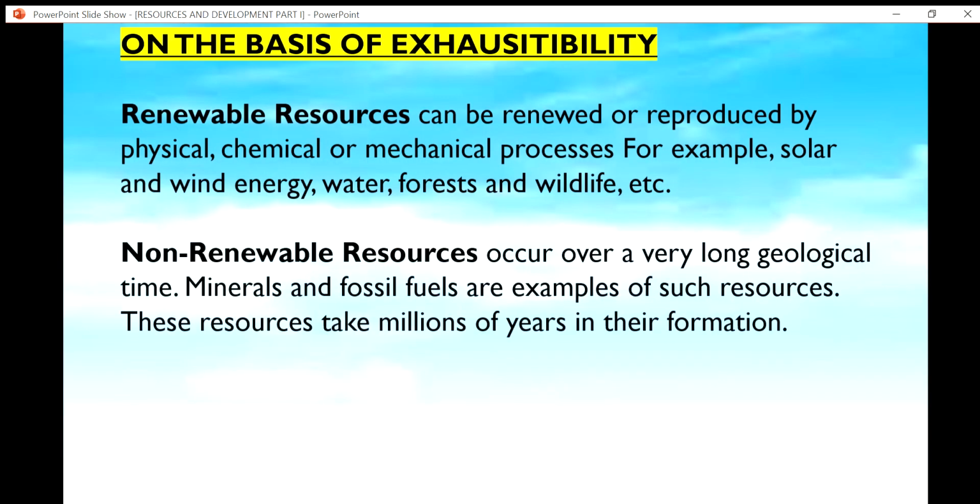Now, on the basis of exhaustibility, meaning they are not forever. First is renewable resource, which can be renewed or reproduced by physical, chemical, or mechanical processes. And some are non-renewable, which can be exhausted after use, like minerals and fossil fuels, because these resources take millions of years in their formation. So we can call them non-renewable resources also.